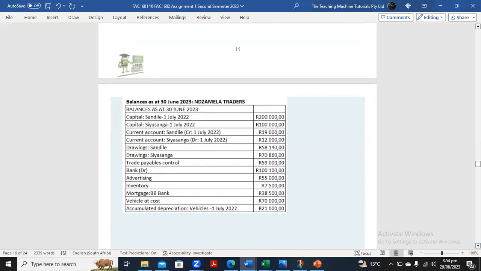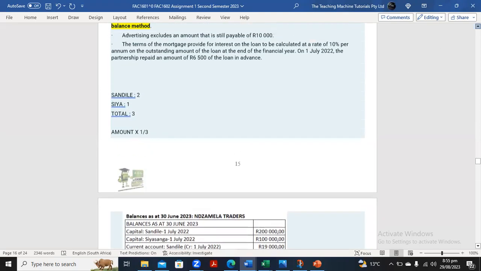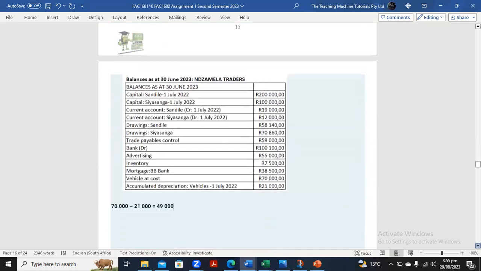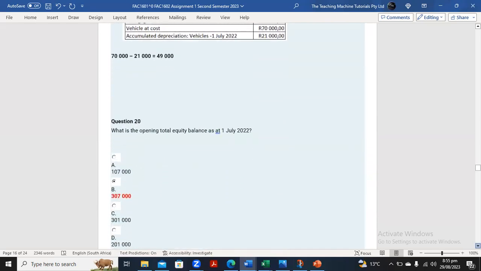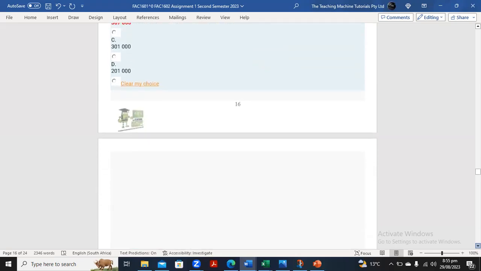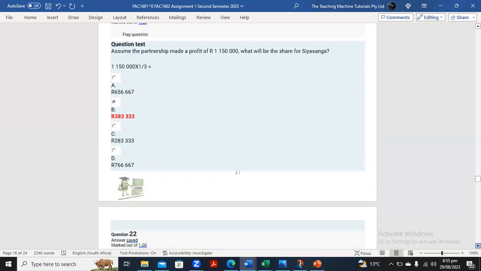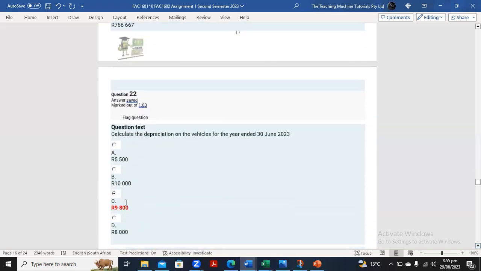The cost of the vehicle is 70,000. Its accumulated depreciation is 21,000. The difference between the two, 70 minus 21, is 49,000. And then you check the rate of the depreciation, it's 20%. So 49,000 times 20% should give us 9,800. Correct.